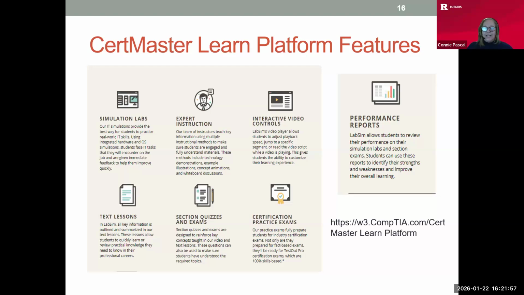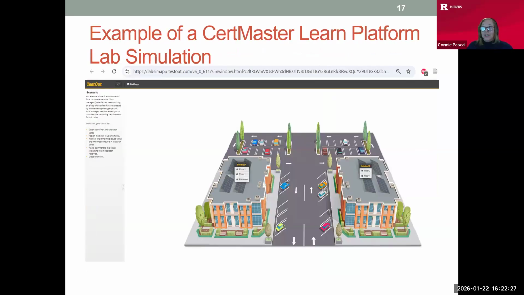There's still some TestOut and LabSim language that you might see in this course as well as on CompTIA, but it's all the same. There's lessons, section exams, and quizzes, all really very good. And then, of course, you'll have your practice exams and then a performance report. So lots of different ways for you to learn, lots of different aspects for you to access, as well as a way of assessing your own performance. So here's an example of what a lab simulation looks like. This is from the Security Pro course. And so it says, here's your scenario.